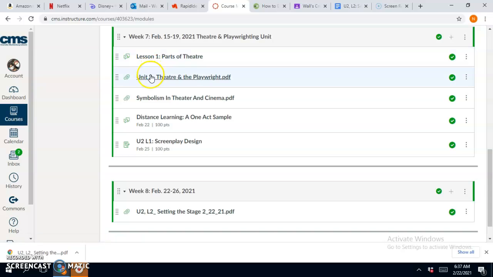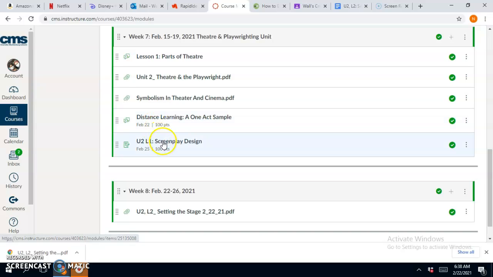Then you have the notes on the theater and the playwright, and you have notes on symbolism in theater and cinema. And then we were so gracious enough to have the chance to read an excerpt from the play called Distance Learning. That play introduced us to about 13 characters and just gave us the basics behind set design and everything else.